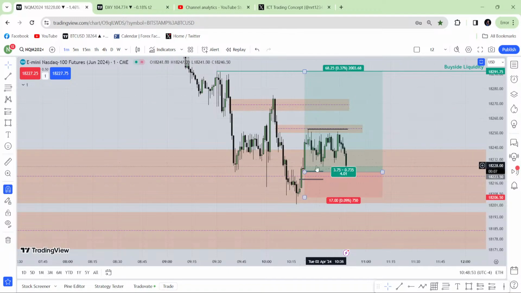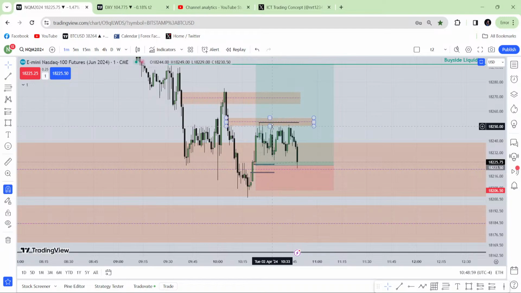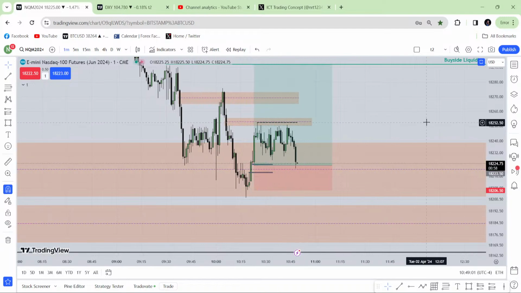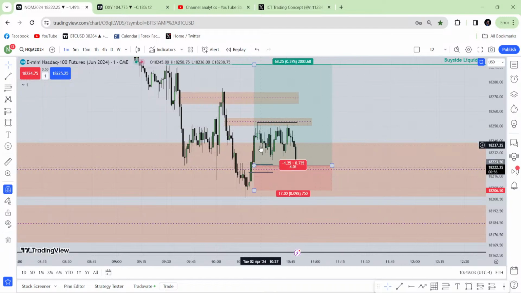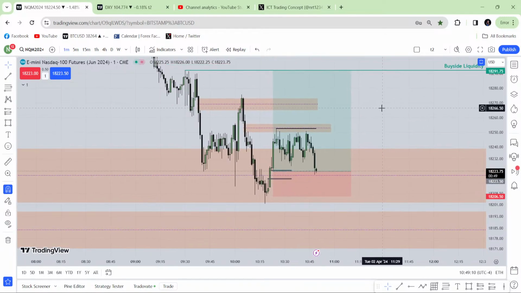Market has taken all the buyers. All the buyers are stopped out now. Now the time for the sellers. Let's see if it can stop out all the sellers now. If market would love to go higher, it has to take the buyers first. So market has taken the buyers now. Now it should take the sellers. Let's see if it can do that.